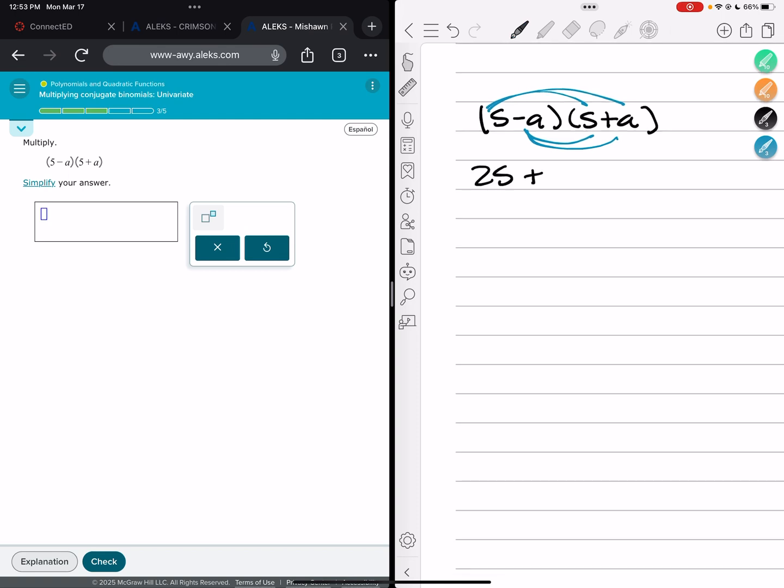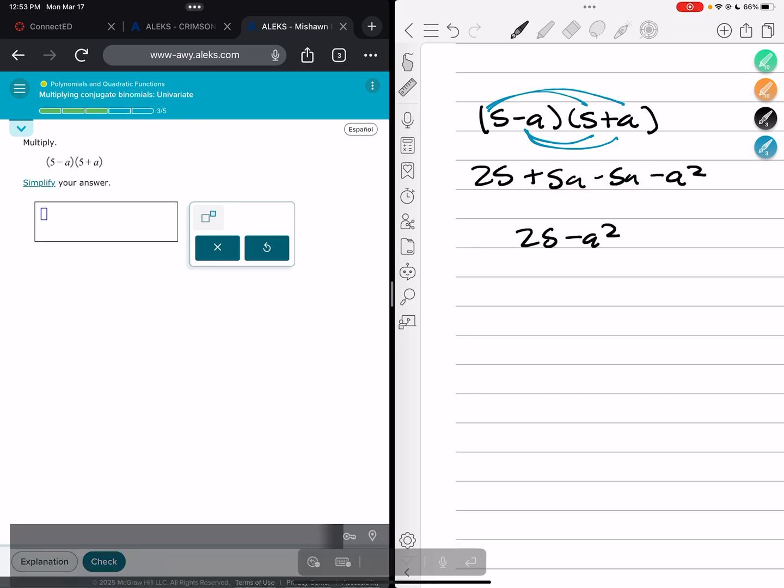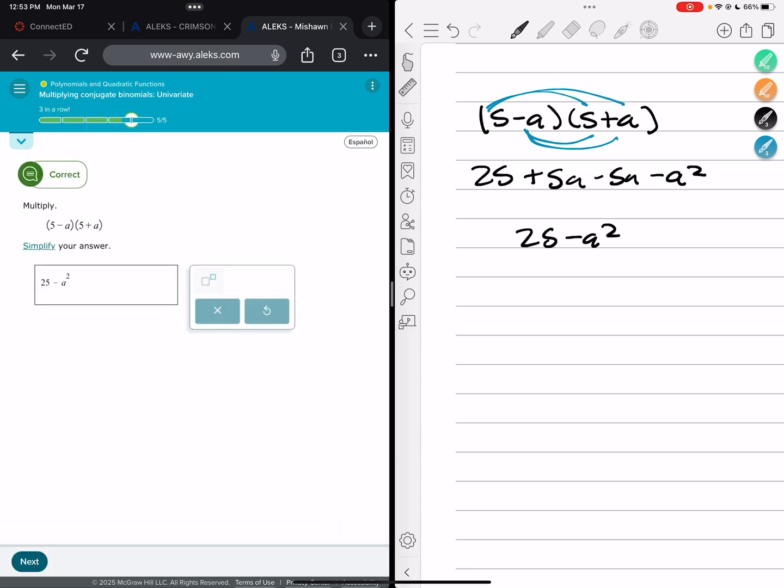5 times a becomes plus 5a. Negative a times 5 becomes negative 5a. Negative a times a becomes negative a squared. Again, we can see that those middle terms are going to cancel because one's a positive and one's a negative. So I'm left with 25 minus a squared. So that's what I can go ahead and put right here, 25 minus a squared. Okay, and that's how we can multiply those specific binomials together.